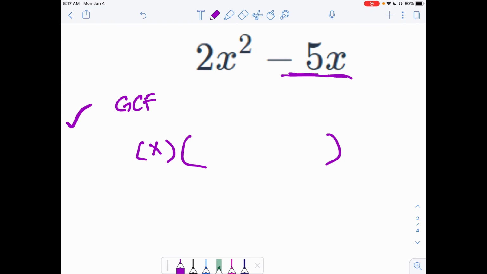So let's see what my other terms are. 2x squared divided by x would be just 2x. Basically, I did 2 minus 1. Negative 5x divided by x is negative 5. Boom, that is my factored form.